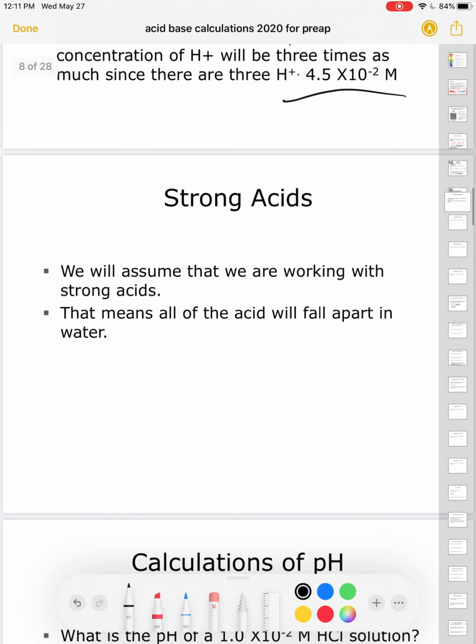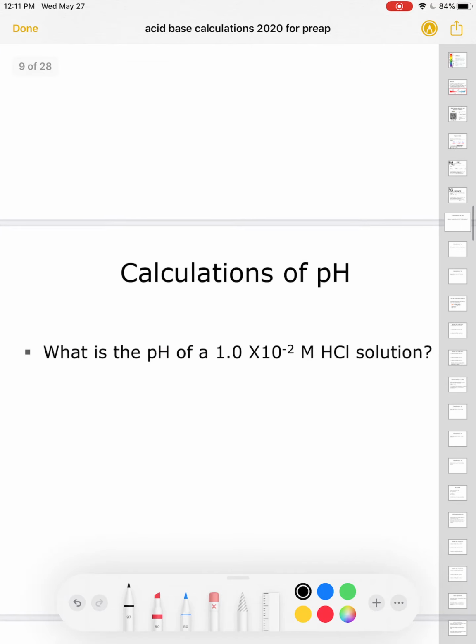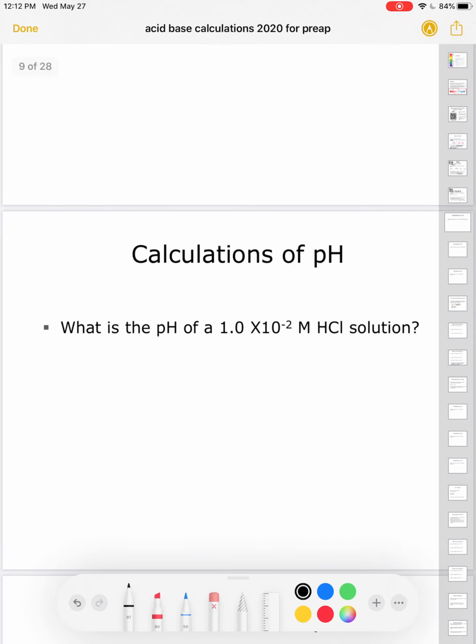Okay, so we're going to assume that all the acids we're working with are strong acids. And what that means is that all of the hydrogens break apart from their anions. Okay. So if we have a 1.0 times 10 to the negative 2 solution of hydrochloric acid, the pH of something is equal to the negative log of the H plus concentration.